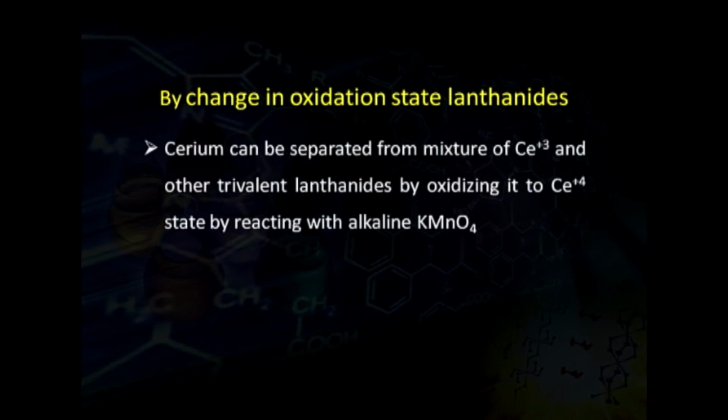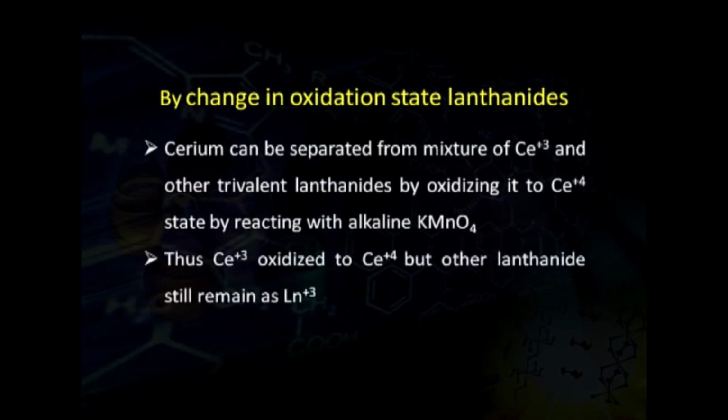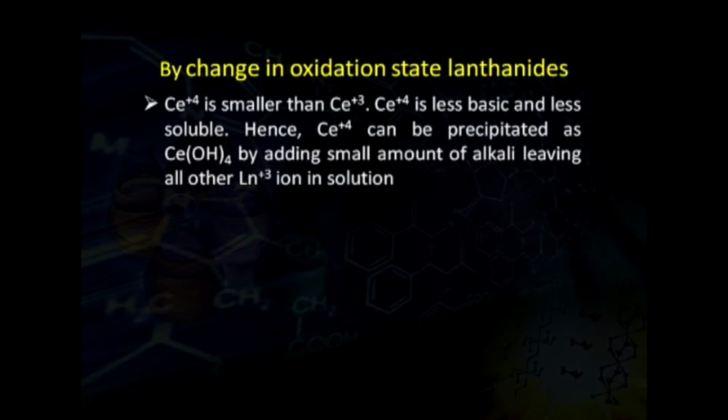Cerium can be separated from a mixture of cerium and other trivalent lanthanides by oxidizing it to the +4 oxidation state by reacting with alkaline potassium permanganate. Thus, cerium in +3 is oxidized to +4, but the other lanthanides still remain in the +3 state. Cerium +4 has a smaller size as compared to the +3 state. Thus, cerium +4 is less basic than the others and also has less solubility.